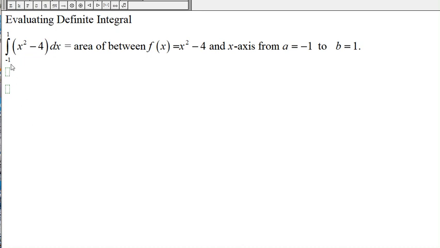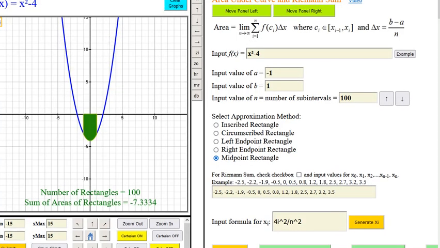Here we have the definite integral of x squared minus 4, and we want to evaluate it from -1 to 1. This definite integral represents the area between the graph f of x equals x squared minus 4 and the x-axis from -1 to 1. And so this is what it looks like.